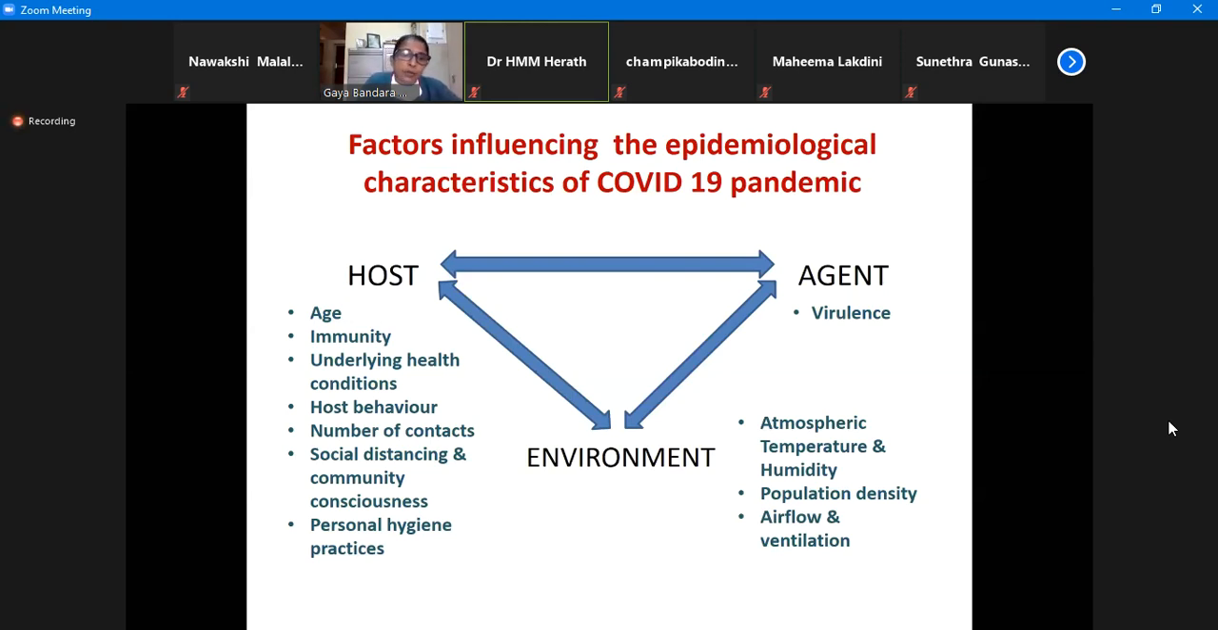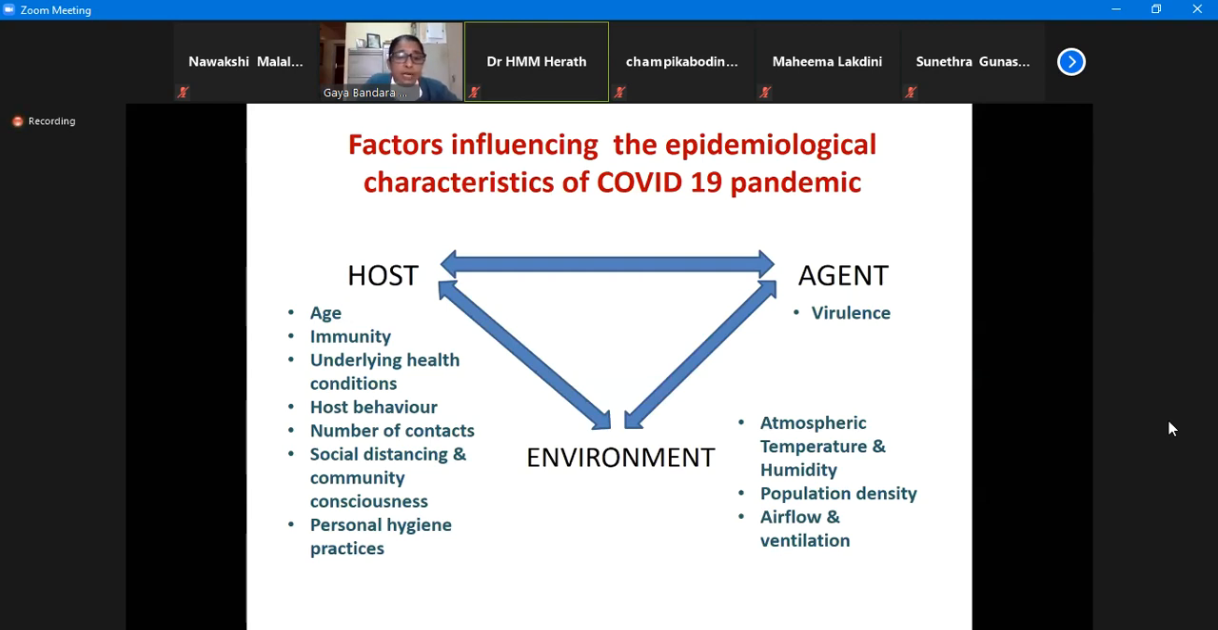And the most important is the host factors, because that is one place where I can initiate protective measures. So the age of the host has been implicated. The people who are elderly are more susceptible for the disease, and the immunity of the person is also important. Those who have compromised immunity are more susceptible. And underlying health conditions like chronic diseases, you may have observed that most of the deaths that took place, except in one person in Sri Lanka, the persons were suffering from chronic disease conditions.